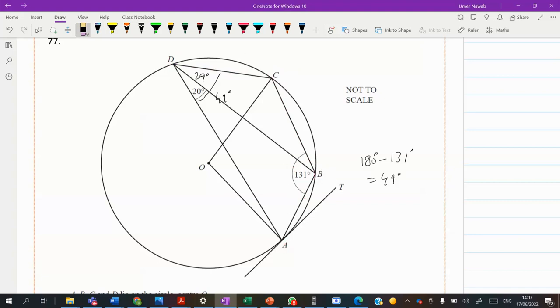Now, can I use it here? If I use this arc, it is producing an angle at the center and also an angle on the circumference. This is 49. At the center, the angle is always double. So 49 times 2 is 98. So this is 98, we found it.